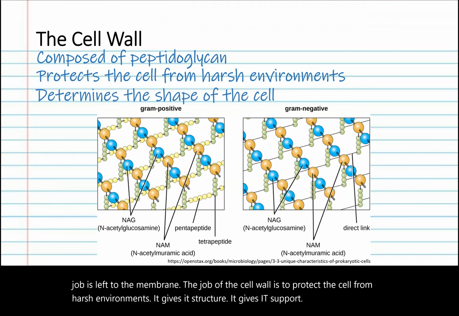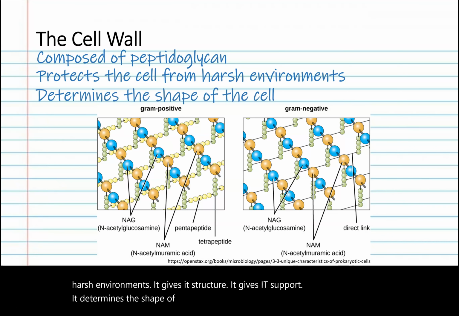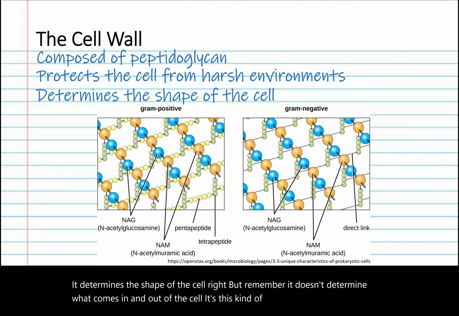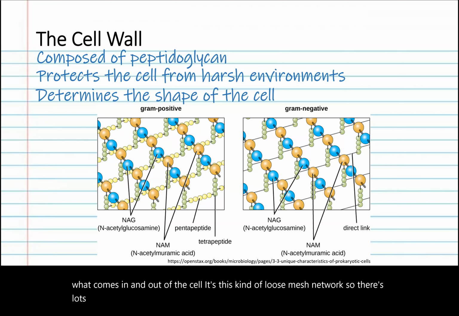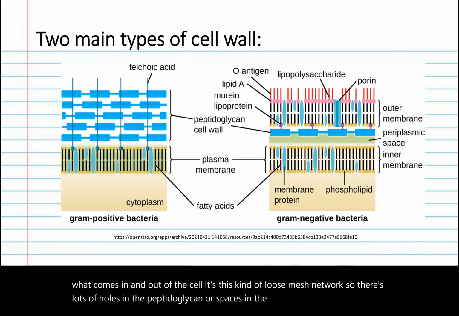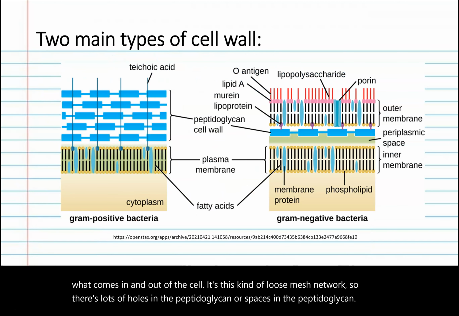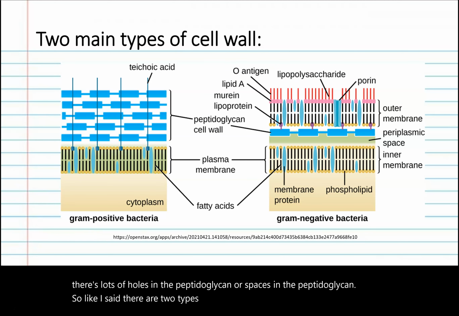It determines the shape of the cell. Right? But remember, it doesn't determine what comes in and out of the cell. It's this kind of loose mesh network. So there are lots of holes, or spaces, in the peptidoglycan. So like I said, there are two types of cell wall: the gram-positive cell wall and the gram-negative cell wall.